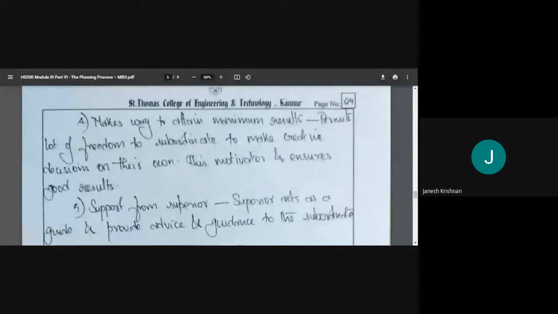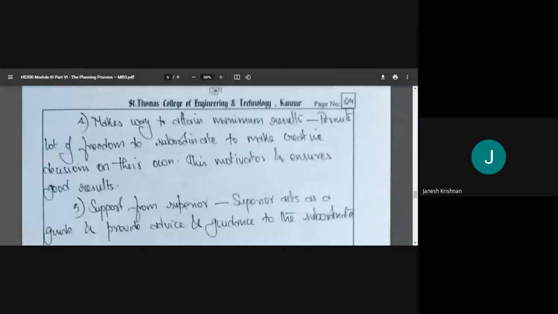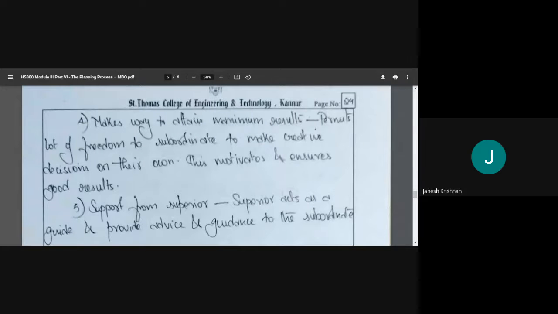Okay, so what happens is we'll have maximum results. 1,000 was agreed upon by both the subordinate and the manager. So it becomes the responsibility of the subordinate to produce 1,000 pens. Even if he produces fewer today, he can produce an extra 2 or 3 tomorrow and make up the loss.